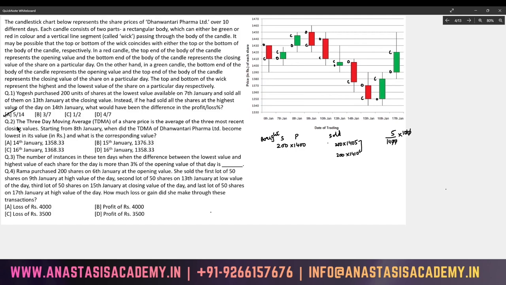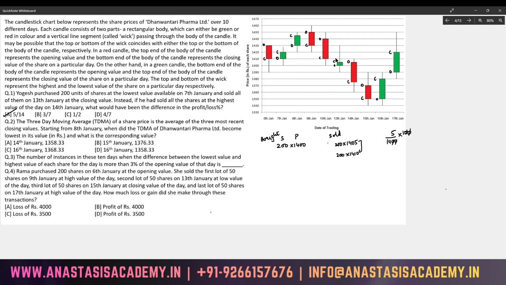Next question. The 3-day moving average of a share price is the average of the 3 most recent closing values. Starting from 8th January, when did the 3-day moving average of Dhanvantari Pharma Limited become lowest in its value in rupees? And what is the corresponding value? Now again here, don't end up calculating everything from 8th January. Calculate only the options.